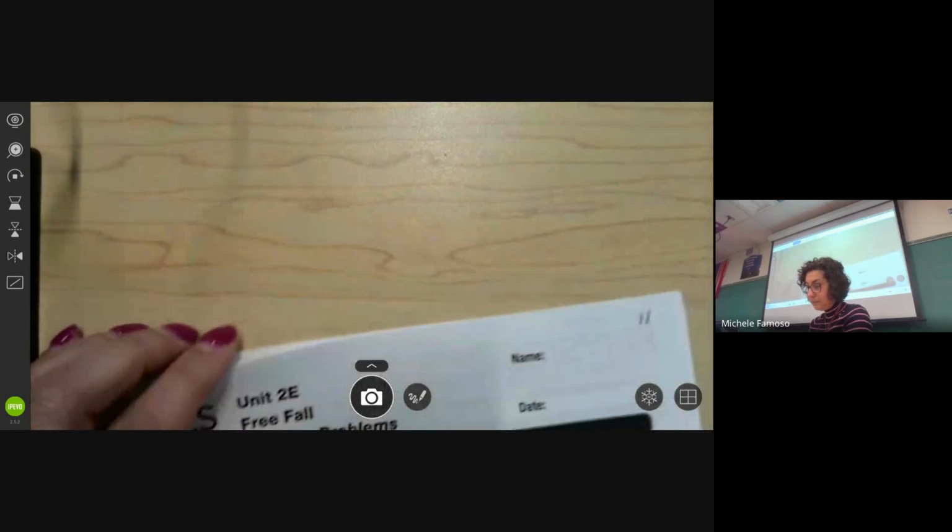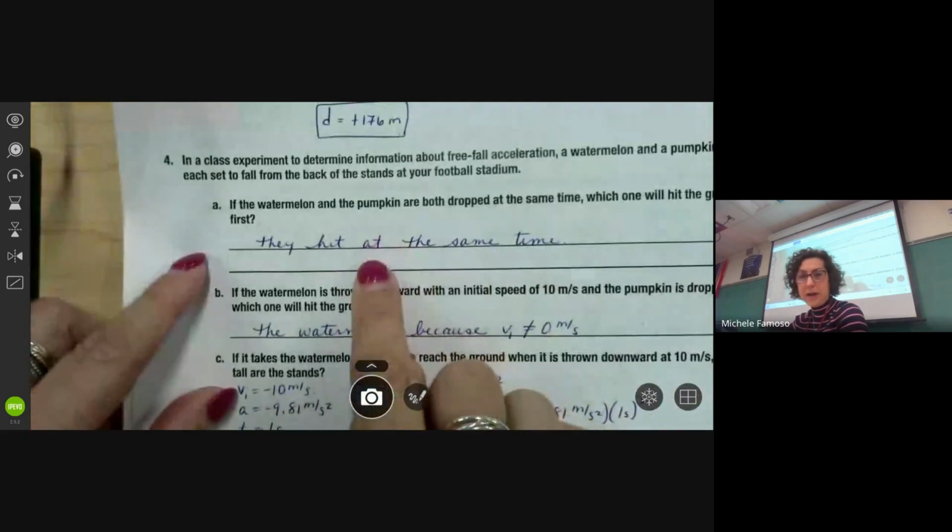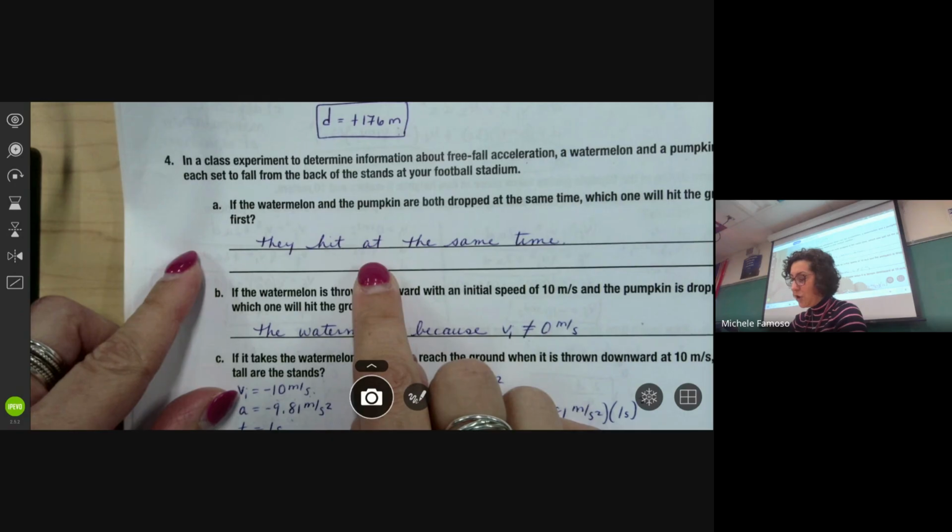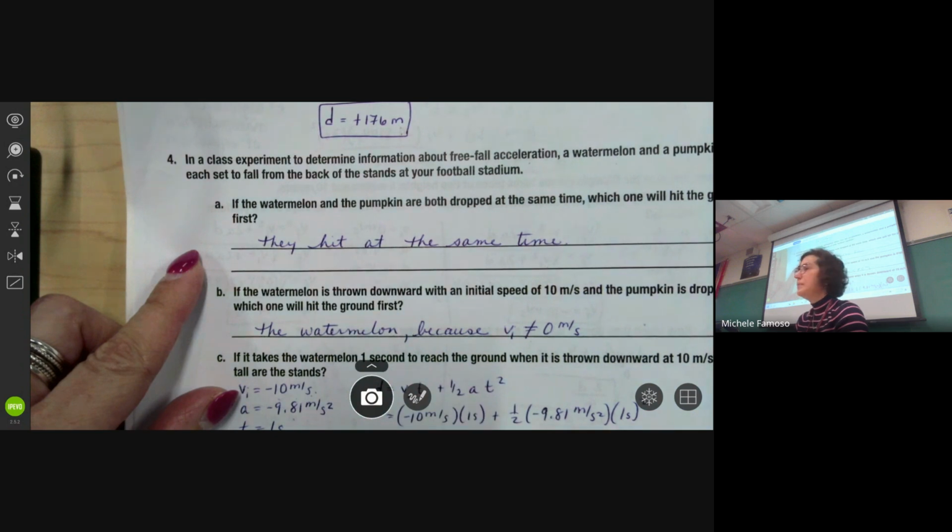Yep. I'll show you the work that I have for 4A. Oh, wait, this 4A, there's no work. You just have to know when you drop things from the same height, they always get to the ground at the same time. Just like the hammer and the feather from the moon experiment. Always the same time. Anything else you want to ask through page 12?